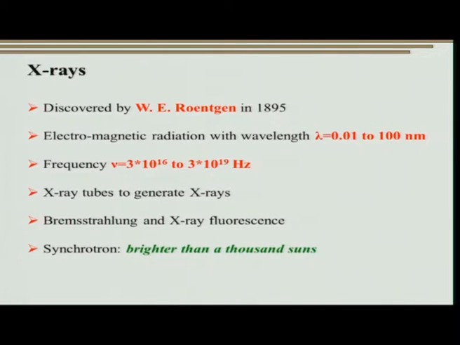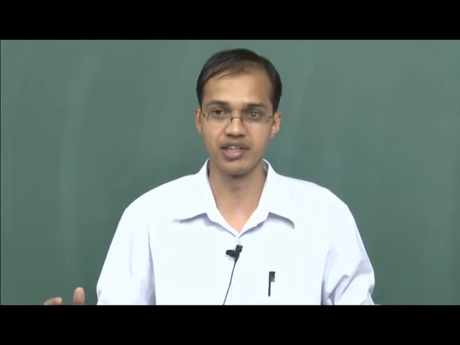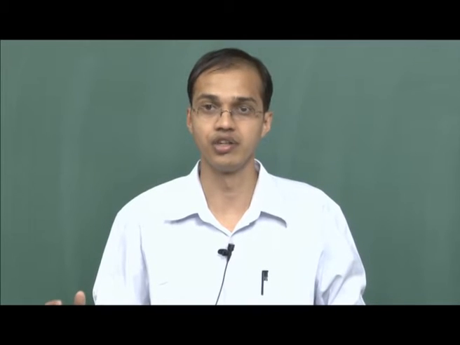All of us are aware that X-rays were discovered by W.E. Rontgen in 1895. X-rays, as we are aware, are electromagnetic radiation with wavelength of the order of 0.01 to 100 nanometer and frequency of 3 × 10^16 to 3 × 10^19 hertz. X-rays are generated using X-ray tubes, which produce Bremsstrahlung as well as characteristic X-ray peaks. We use optics to separate the Bremsstrahlung X-rays from the characteristic X-rays and do conventional X-ray diffraction studies.